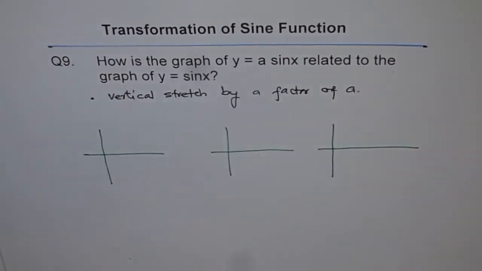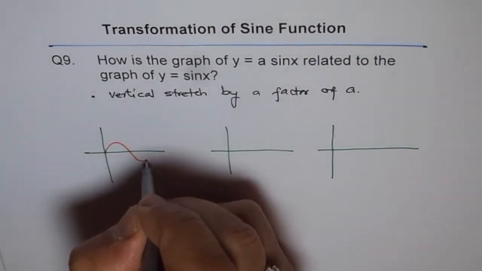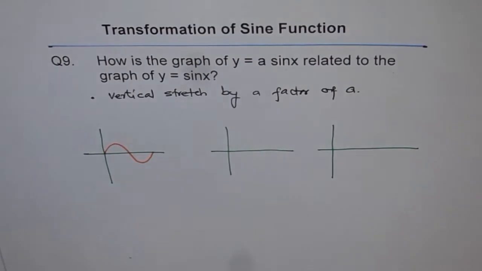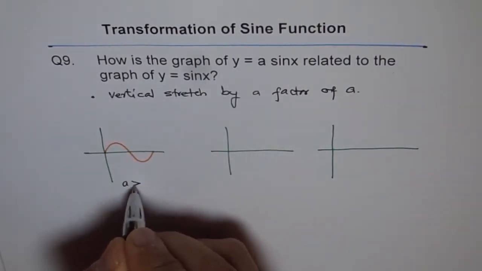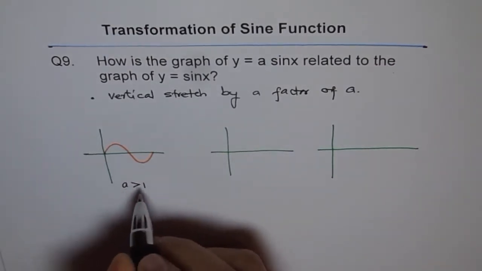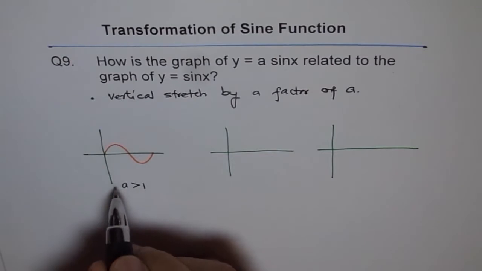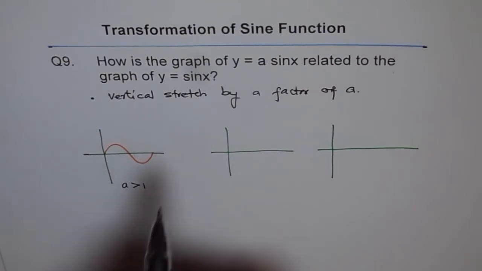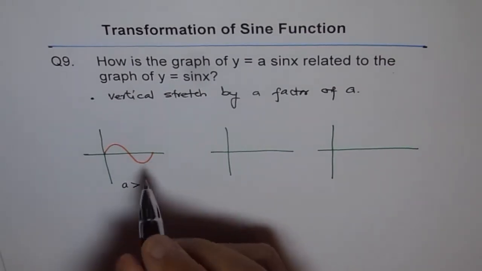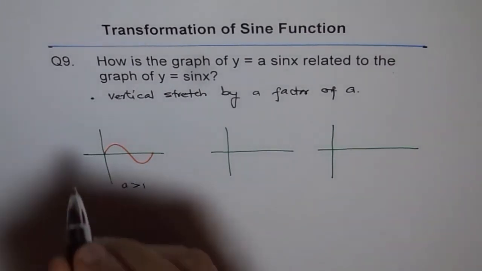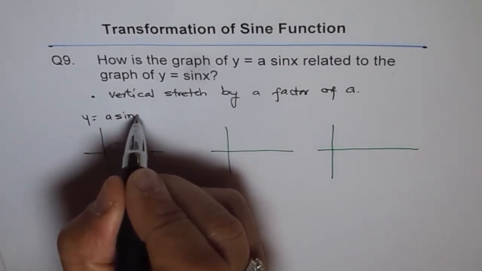So first one, let's just draw sine x. So this is our sine x, right? And we will consider a case where a is greater than 1. So a is any value greater than 1. For example, it could be 2, 3, 4 or whatever. If a is greater than 1, then all the values of the sine x will get multiplied by a, right? So we are considering the function y equals a sine x.